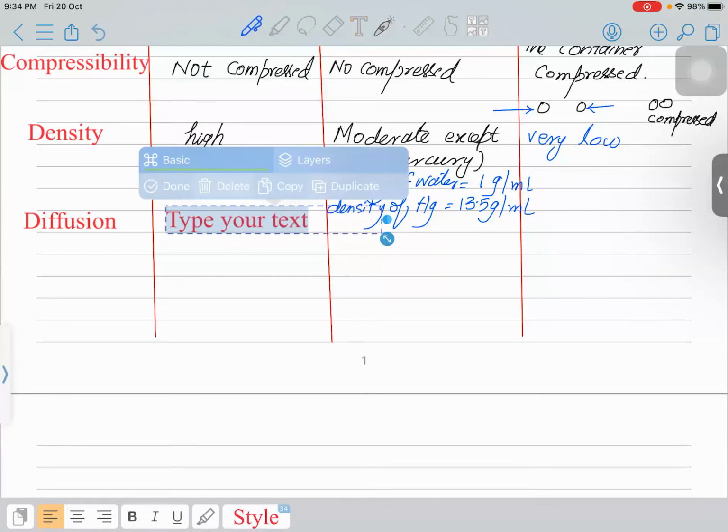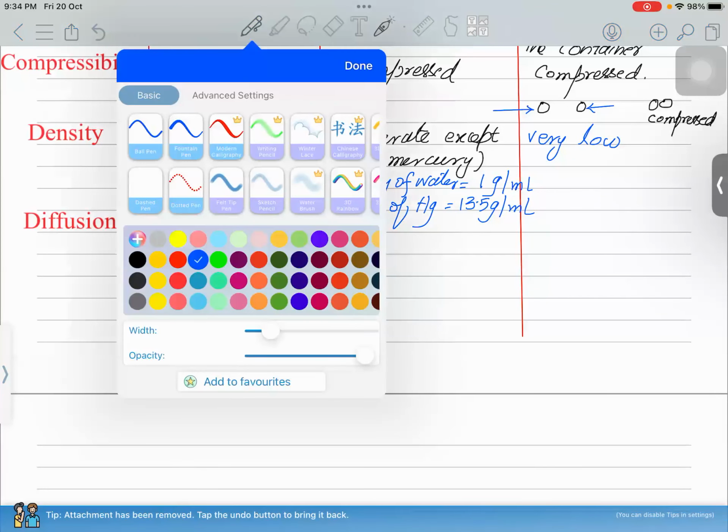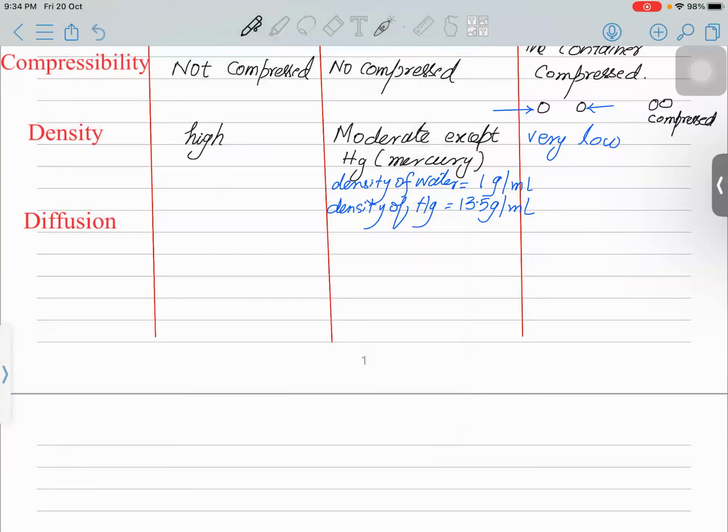Solid does not diffuse. Liquid diffuse, but slowly. Diffusion means एक जगह से दूसरी जगह जाना. Spreading of molecule is called diffusion. Gas diffuse rapidly.